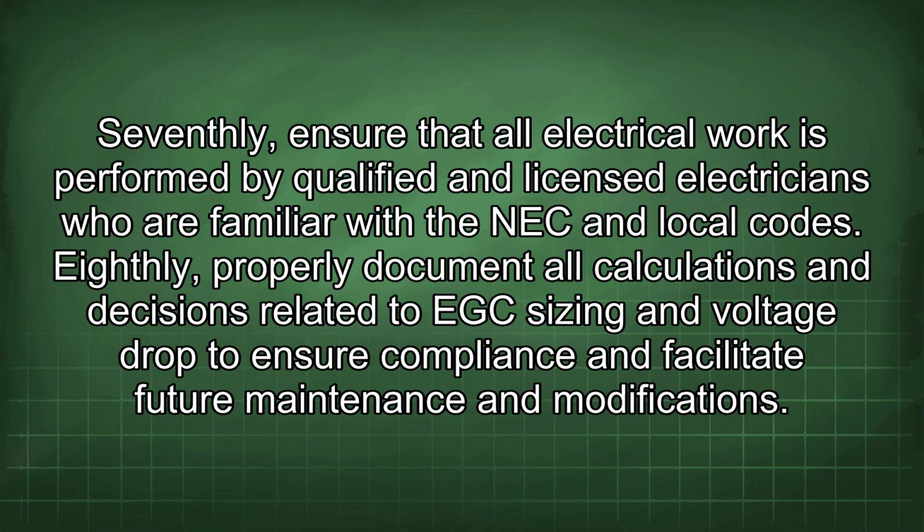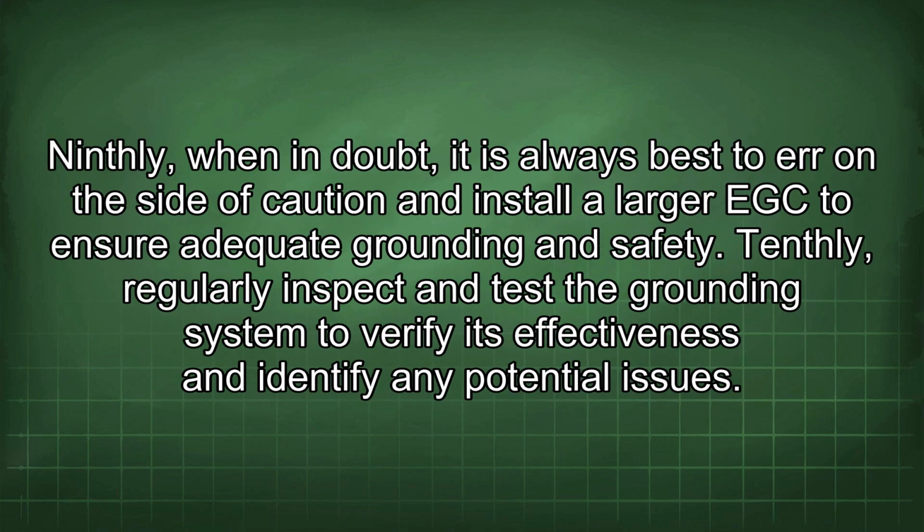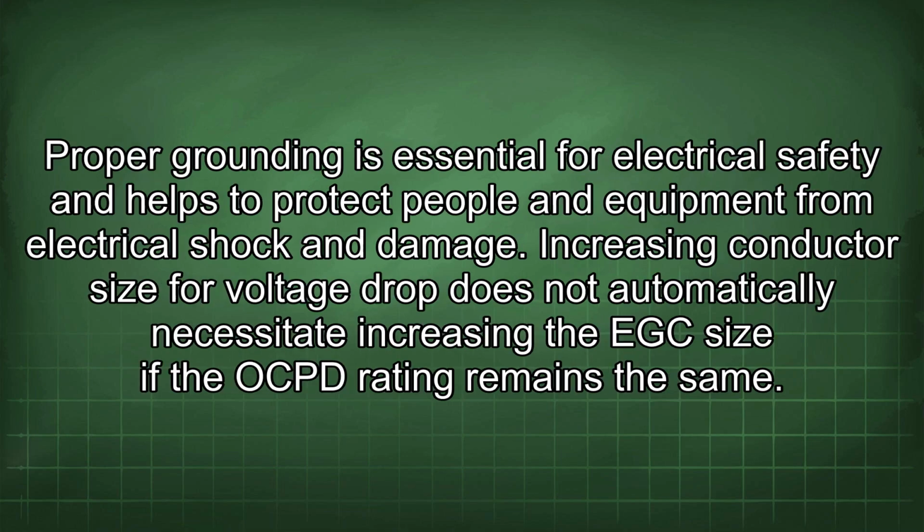Eighthly, properly document all calculations and decisions related to EGC sizing and voltage drop to ensure compliance and facilitate future maintenance and modifications. Ninthly, when in doubt, it is always best to err on the side of caution and install a larger EGC to ensure adequate grounding and safety. Tenthly, regularly inspect and test the grounding system to verify its effectiveness and identify any potential issues. Proper grounding is essential for electrical safety and helps to protect people and equipment from electrical shock and damage.